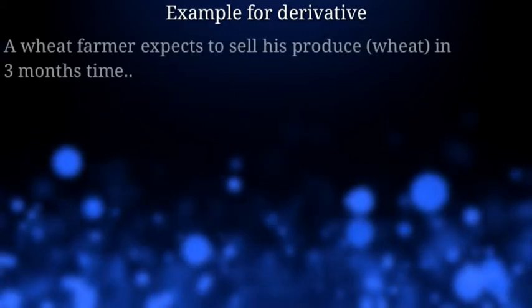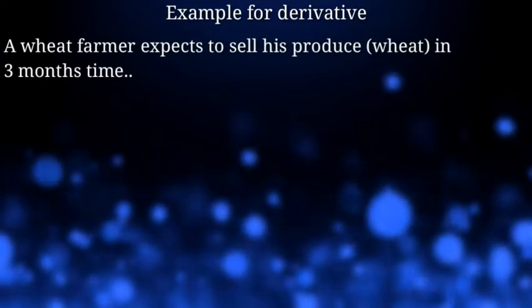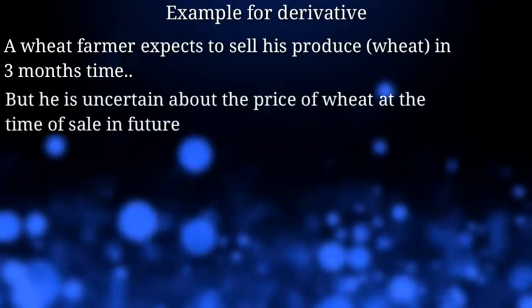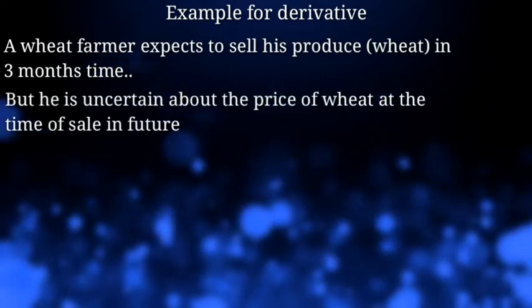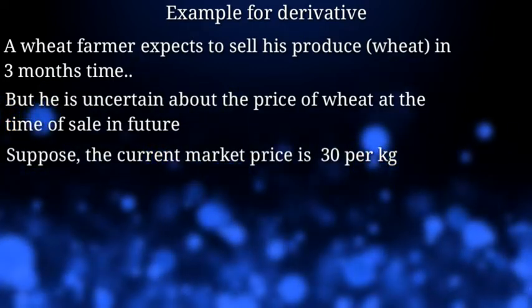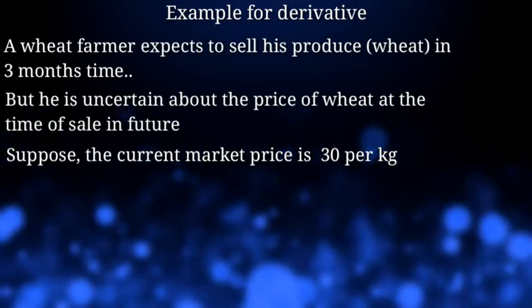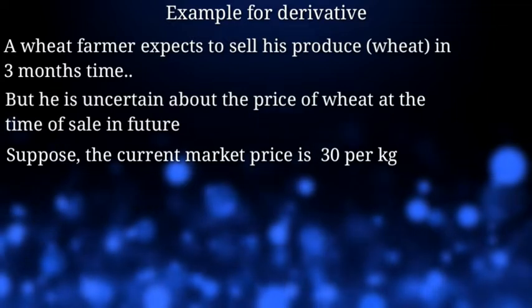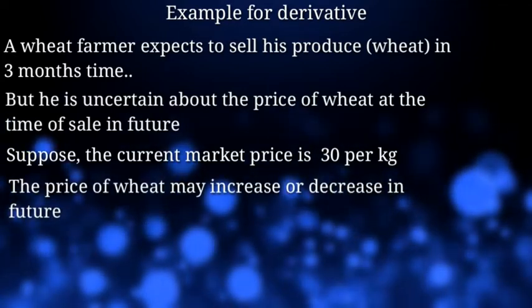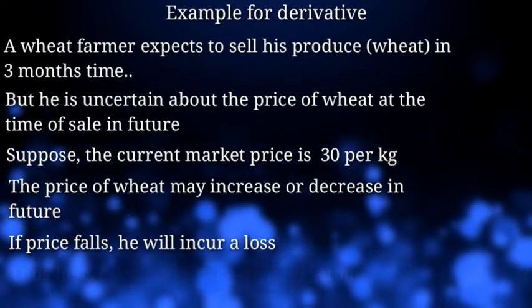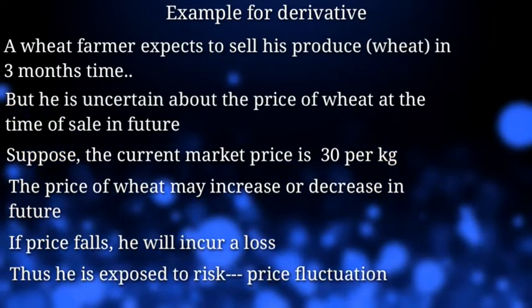Okay, let's take an example of a wheat farmer. He expects to sell his produce, that is wheat, in 3 months' time. Okay, but he is uncertain about the price of wheat at the time of sale in future. Suppose the current market price of wheat is 30 per kg. We know that the future is uncertain, market price won't be the same, it's highly volatile, right? So the price of wheat may increase or decrease in future. If the price falls in future, he may incur a loss. Thus, he is exposed to risk due to price fluctuations.